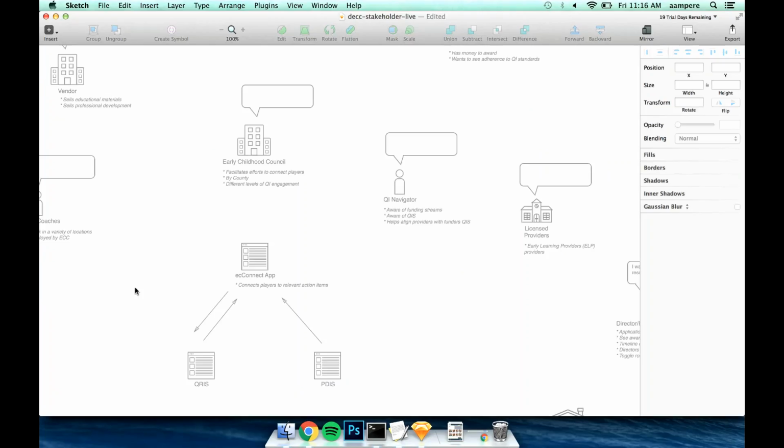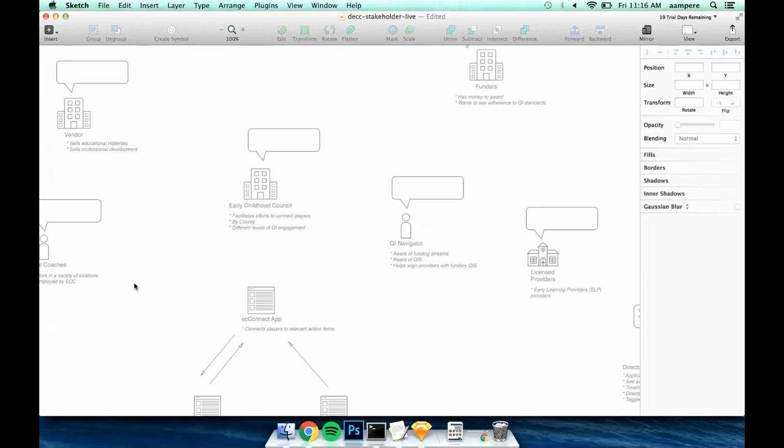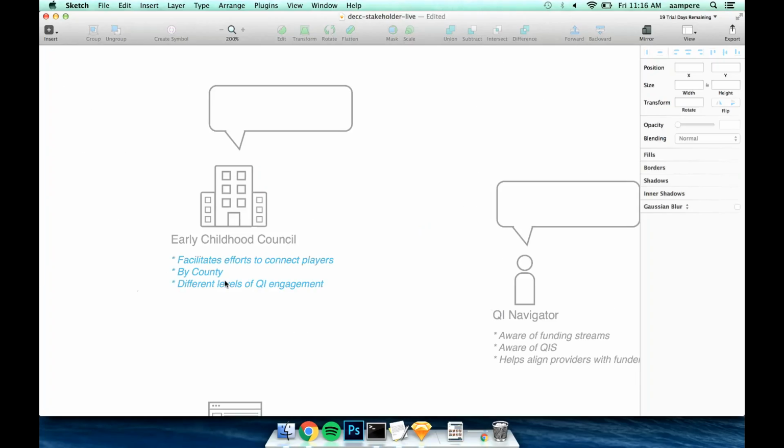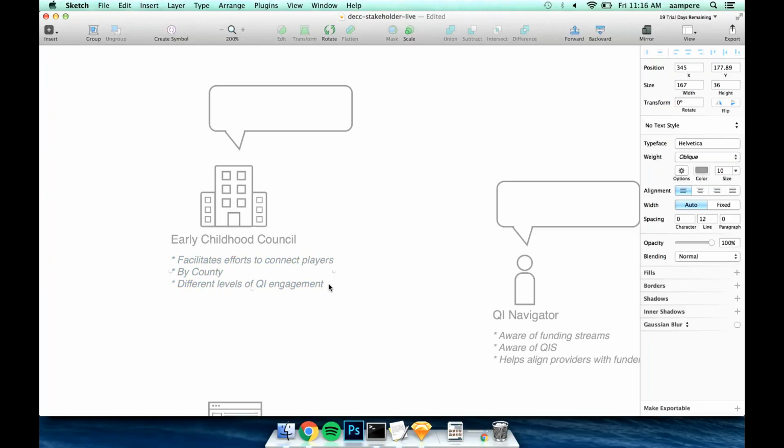What we have for council are that they facilitate efforts to connect players, that they are distributed spatially by county, sometimes counties, and then different levels of QI engagement. Those are just things I have from my previous meeting notes. Should I remove any of those? Should I change any of those? Any feedback on those?